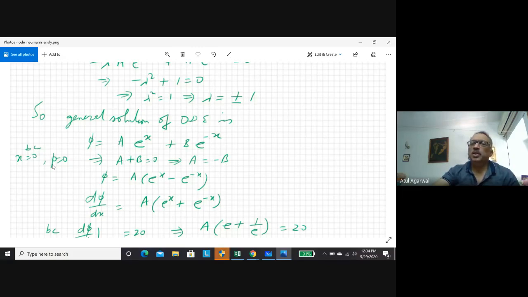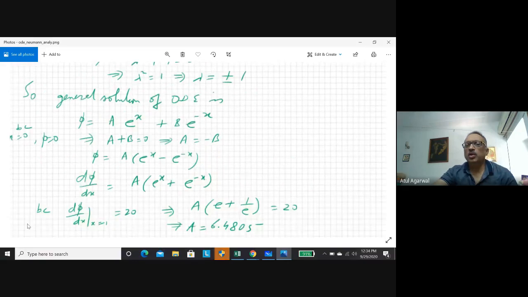Now we are given a boundary condition at x equal to 0, where this function is 0. So a plus b is equal to 0, a is equal to minus b. So function phi is equal to this. Also we know the first derivative of this is this, if you differentiate it. Now we are given a boundary condition at x equal to 1, this derivative is 20. So you get this, and you get the value of your constant a.